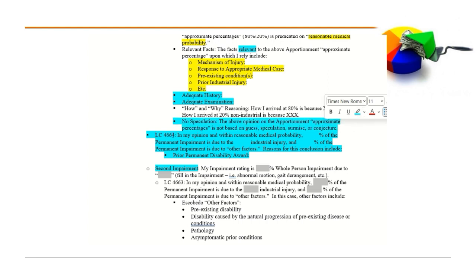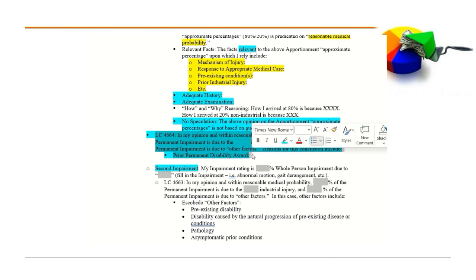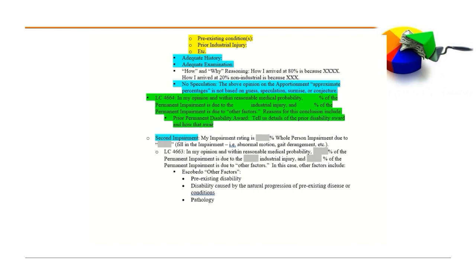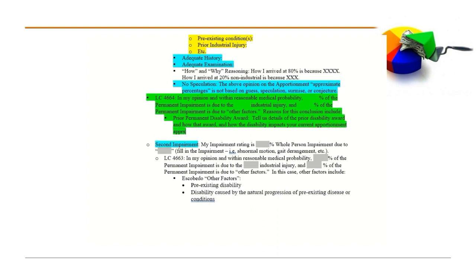and then once you've completed your apportionment argument with regards to Labor Code Section 4663, then you can go on and explore whether or not the examinee has had a prior permanent disability award. If that is the case, then you would complete this section of the report and tell us details of the prior disability award and how that award and how the disability impacts your current apportionment approximate percentages. Again, using how and why reasoning, etc.